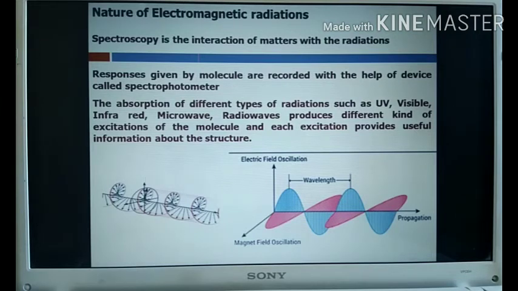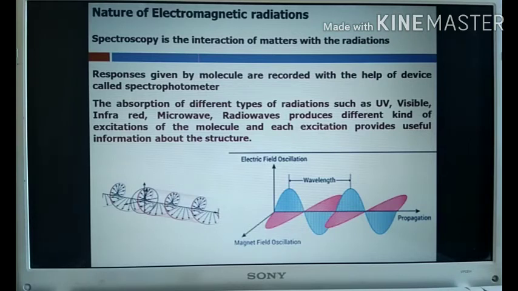We should see what electromagnetic radiation is. The absorption of different types of radiation by the molecule, such as UV visible, infrared, microwave, radio wave, produces different kinds of excitation in the molecule, and each excitation provides useful information about the structure in the form of a graph called a spectrum. So what is this electromagnetic radiation? It is one kind of energy that we are providing to the molecule. When we give the molecule electromagnetic radiation or light, it is one kind of energy associated with an electric field as well as a magnetic field.